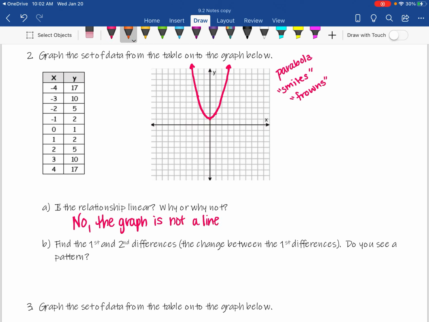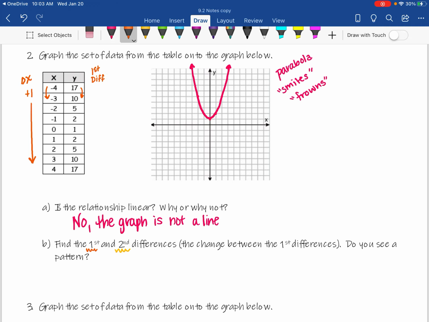Okay. Part B asks us to go through and find the first and second differences. So I'm going to do the same thing that I did in the table above, and I'm going to color code again. Paying close attention to the fact that our change in x is constant. Okay, it's +1 all the way down. So now I'm going to look at my first difference.